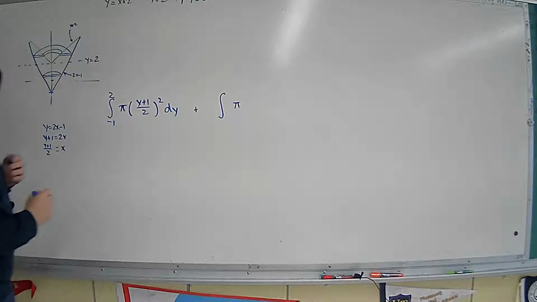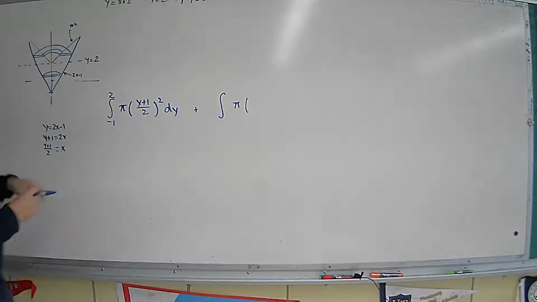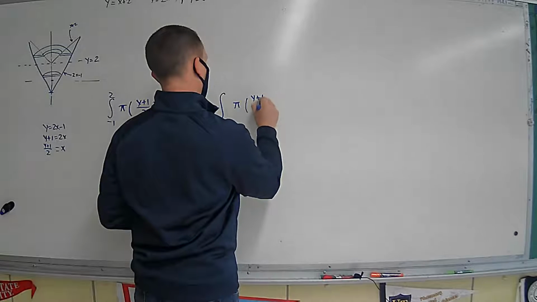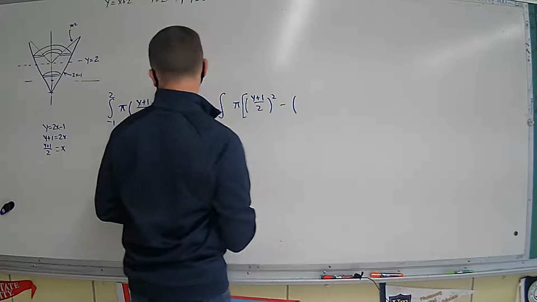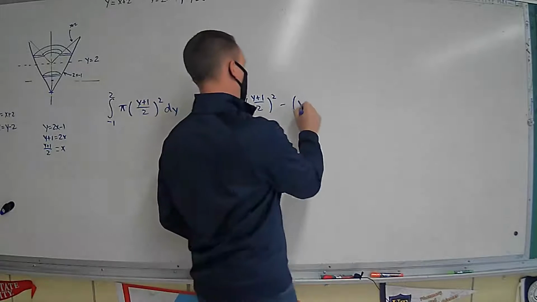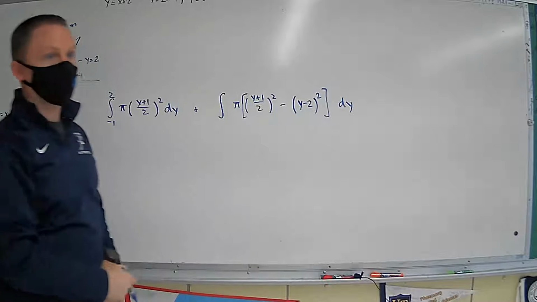now we got a washer to contend with. So that's going to be pi outer radius squared. So the outer radius is going to be that distance right there, which we already found. (y plus 1) over 2 squared minus the inner radius squared, which is this distance right here, which is on the other curve, y equals x plus 2, so x equals y minus 2, squared. And then I'll put dy on the end.